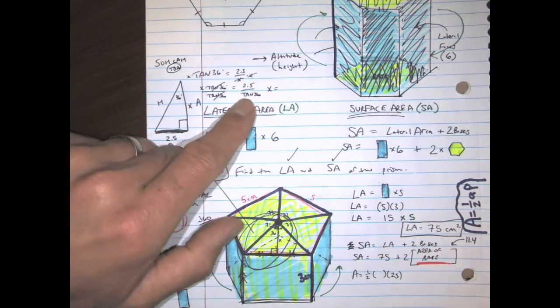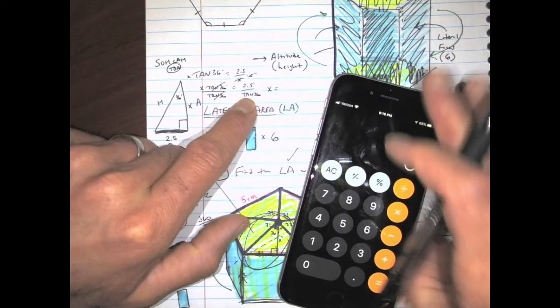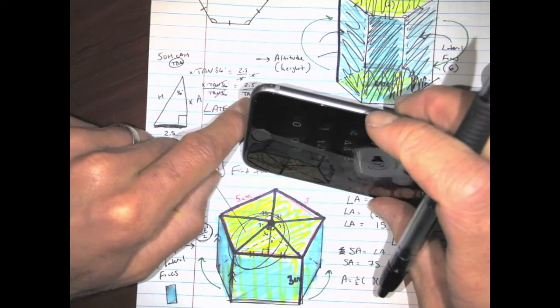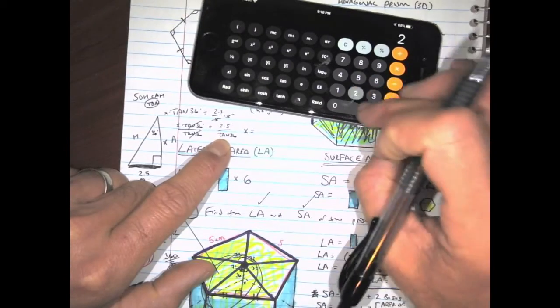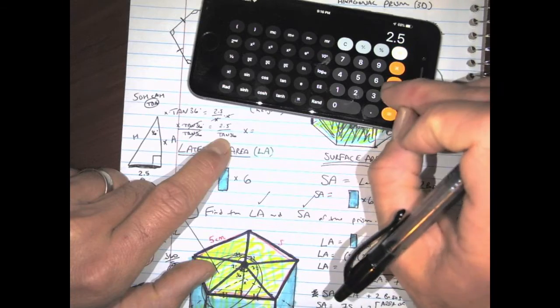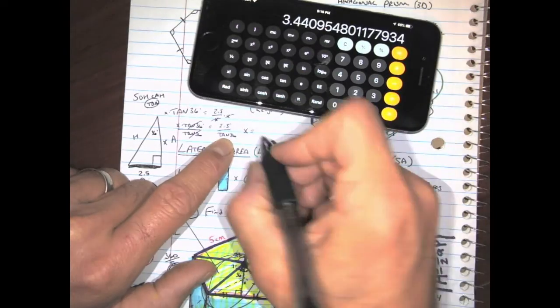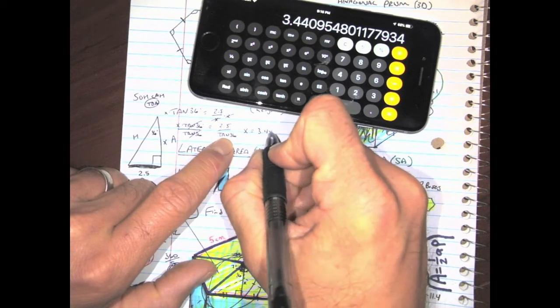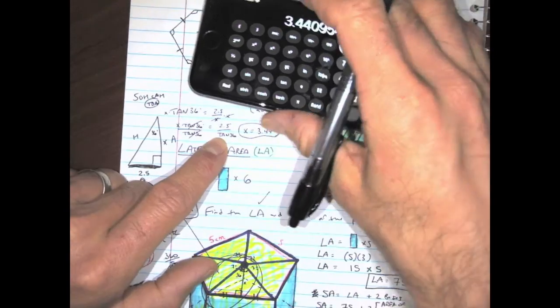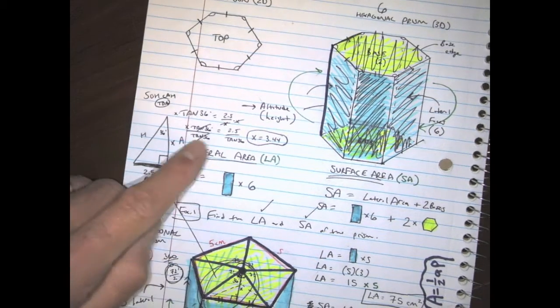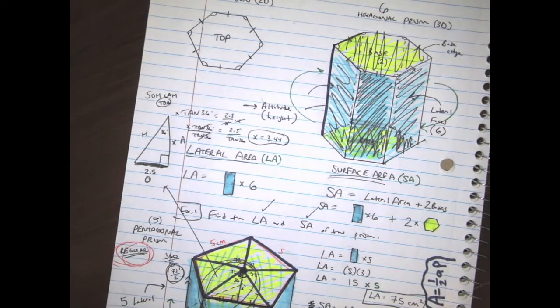36 equals, well, whatever 2.5 divided by the tangent of 36 is. So let's do this, everybody. 2.5 divided by tangent of 36 equals 3.44. 3.44 is that x right there.